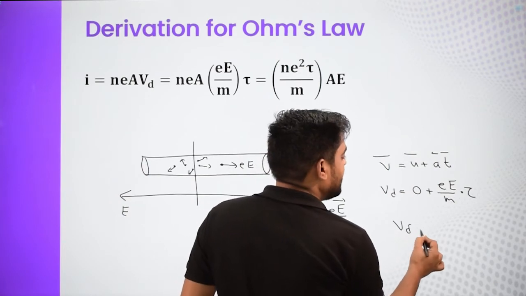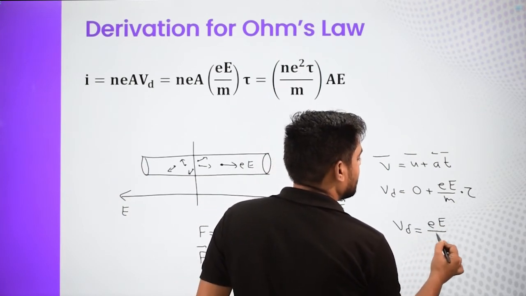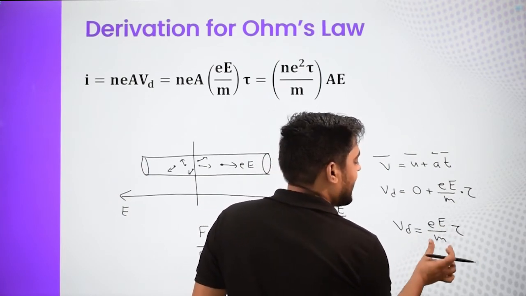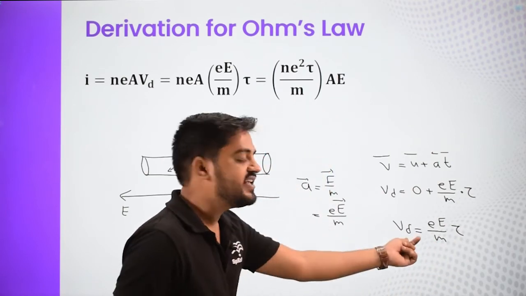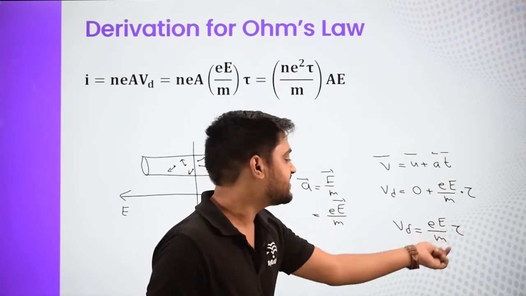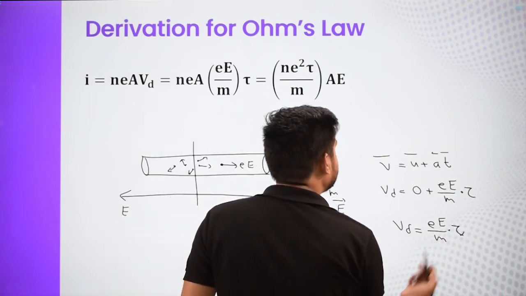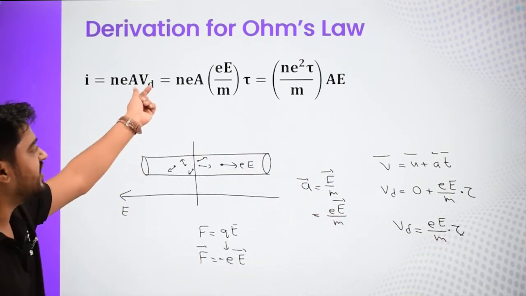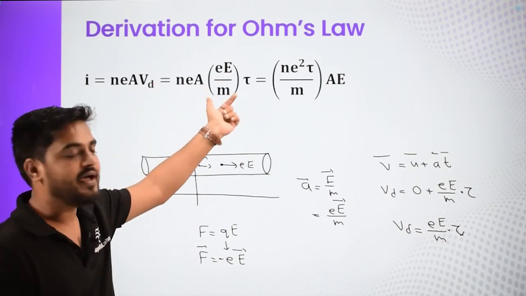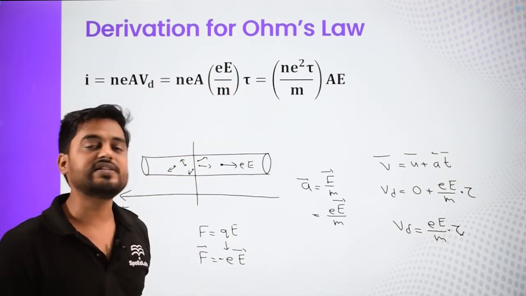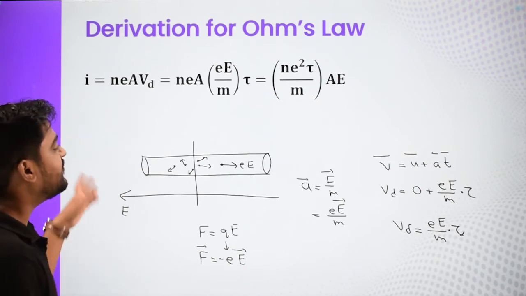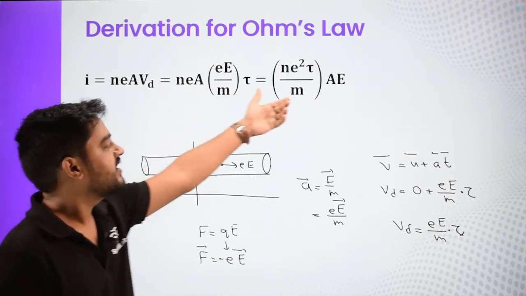expression: vd is equal to acceleration into time, that is, average acceleration into time. This is another expression for drift velocity, and that is what is written over here. Drift velocity can be written as eE by m, which is the acceleration, into tau. Tau is the relaxation time, and if you solve it, eventually you get this expression.